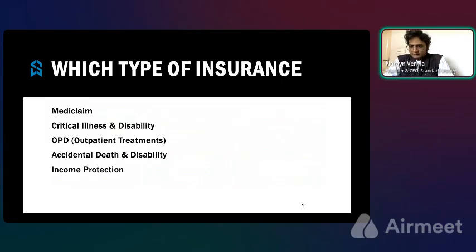And then there are income protection clauses. There is no separate insurance for income protection. It is a part of either your mediclaim policy or your critical illness insurance or your accidental insurance. So it's an inbuilt feature in one of these or all of these policies. You can inquire and purchase this with the policy.